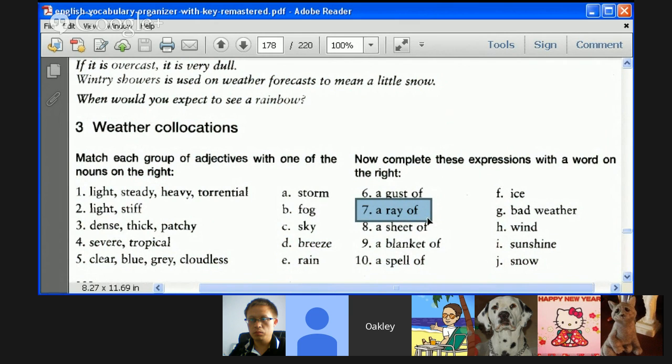A ray of sunshine. Of course. Xingyu, when you come to my class, you're a ray of sunshine. Yes, yes. I'm a ray of sunshine in your class because that's right. I am very humorous. I like to make jokes with you.